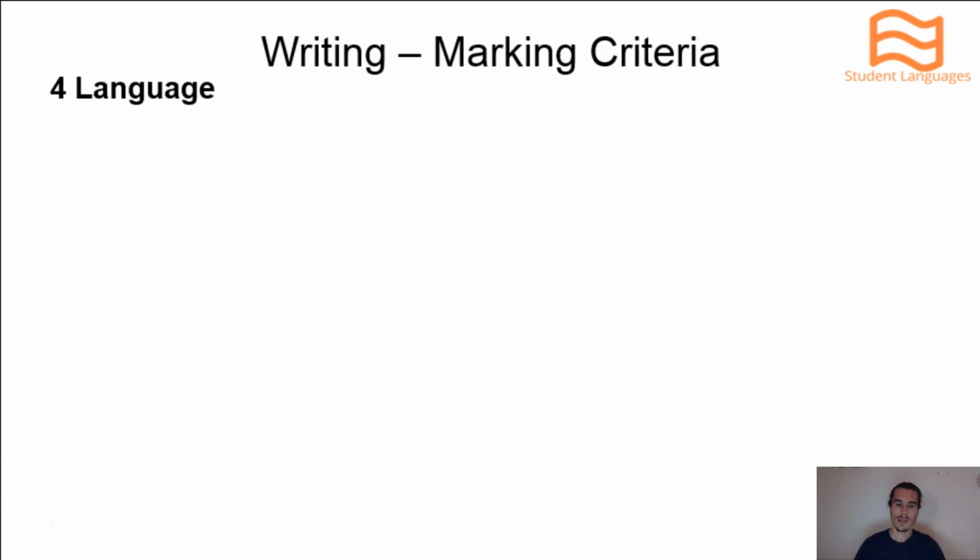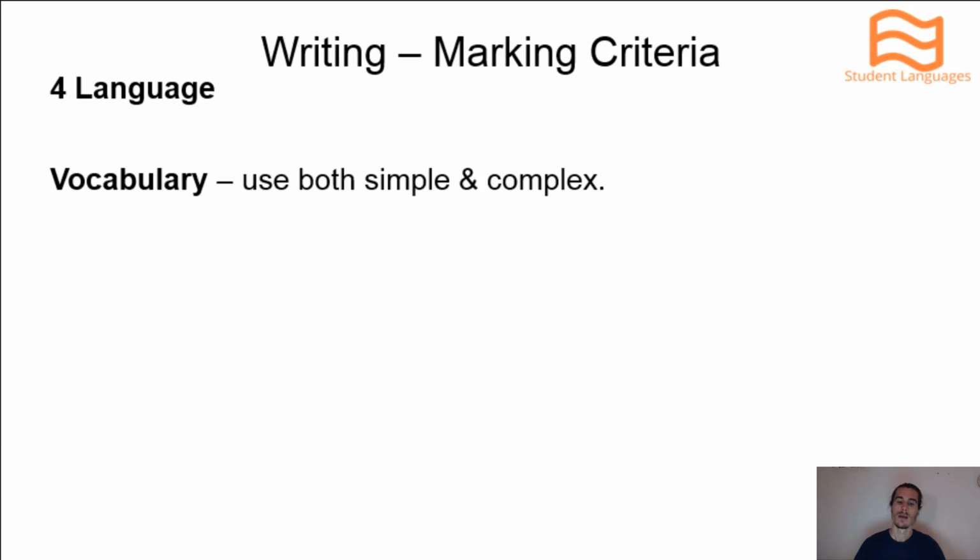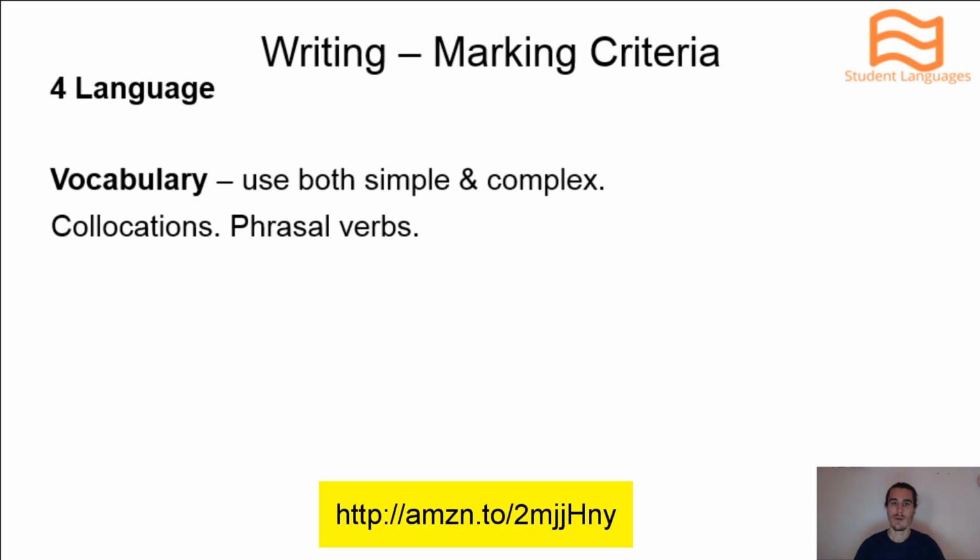Marking criteria 4 is language. The vocabulary that you use should be both simple and complex. So you want to learn about collocations and phrasal verbs to use. And again, I recommend this course book. If you type this into your web browser, in this course book there are loads of useful phrasal verbs and collocations that you should learn before the exam. And then try to use them in the writing part.